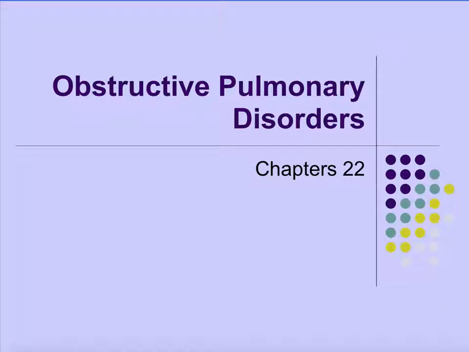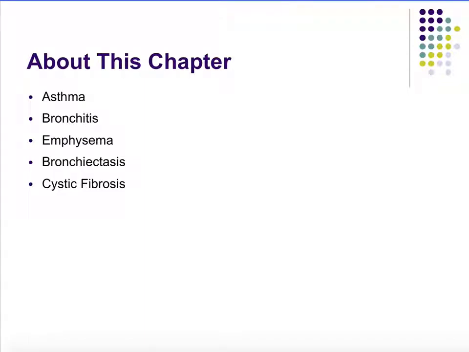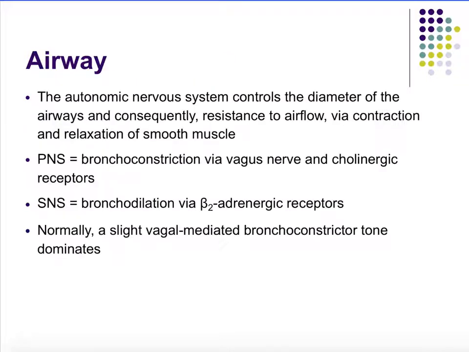Chapter 22, Obstructive Pulmonary Disorders. So in this chapter, we'll talk about conditions like asthma, bronchitis, emphysema, bronchiectasis, and cystic fibrosis. So a little bit about our airways.